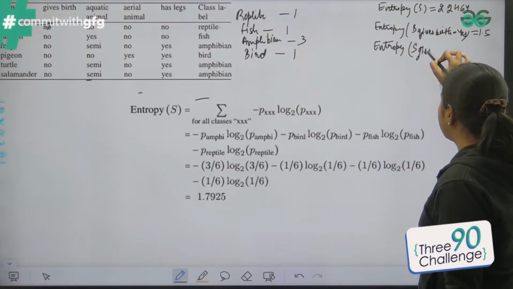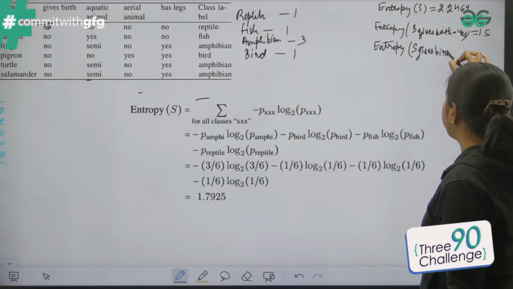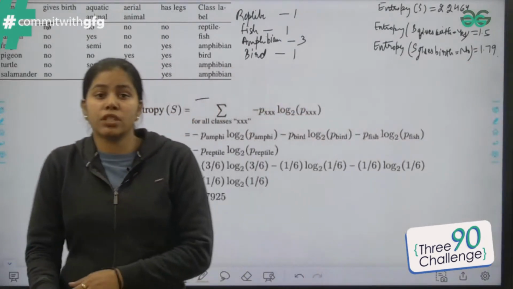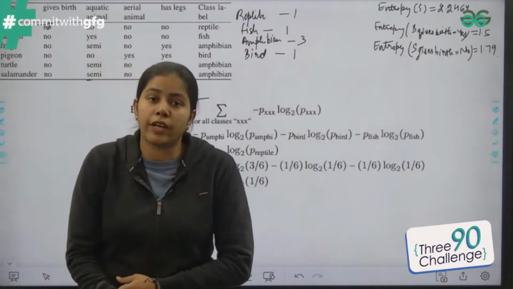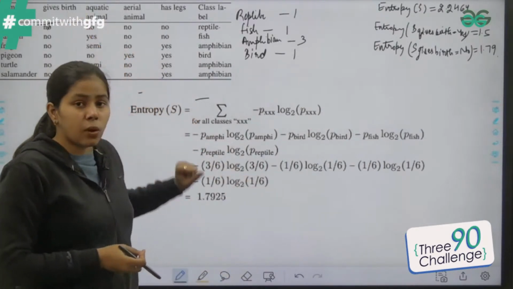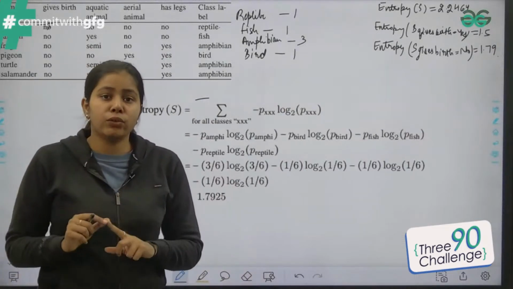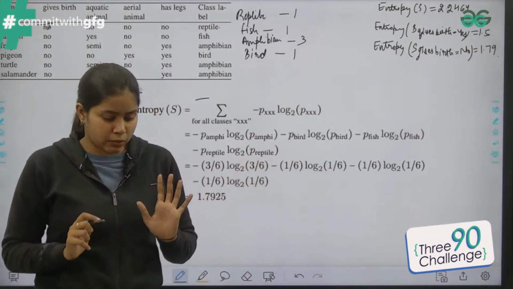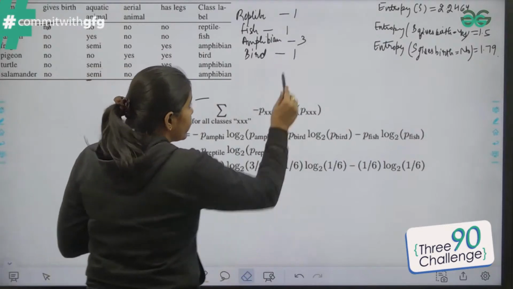Impurity for gives birth equals no is basically 1.79. I get this. Right now, using these three entropies, I can find out information gain, how much information I have gained using this column. And I told you, the more the information gain, the more important the feature would be for that particular split, right?